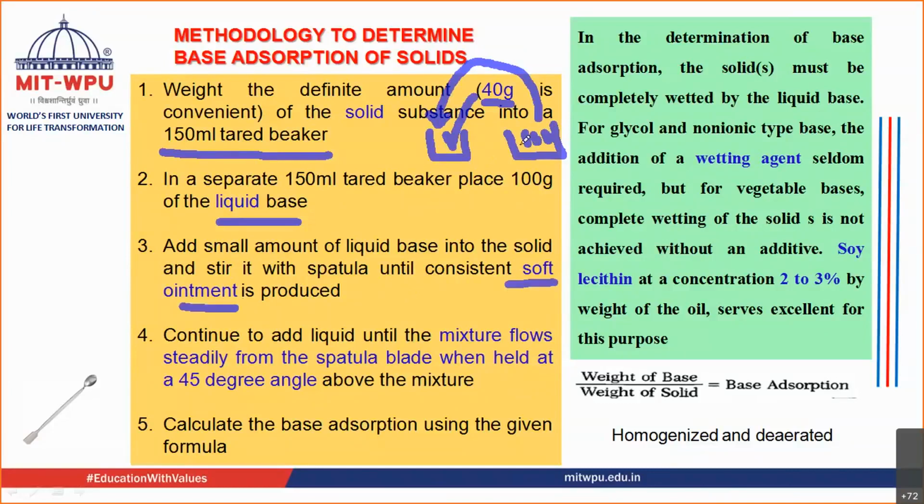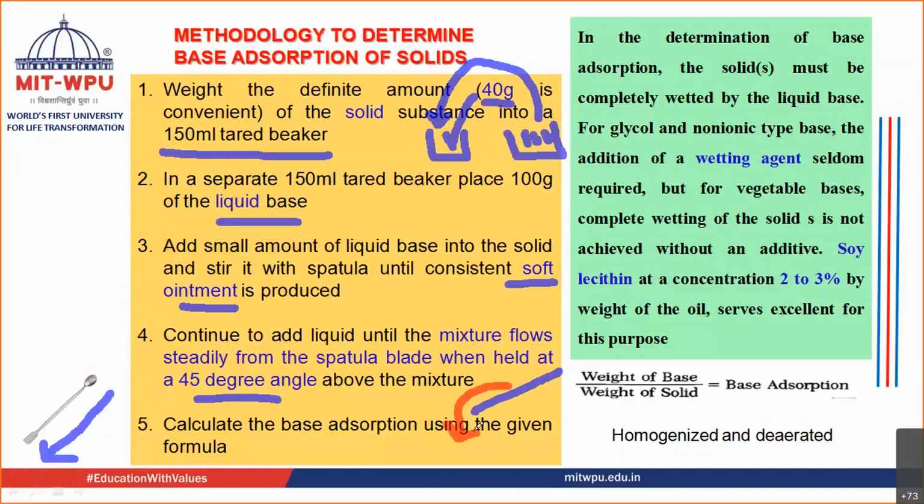Okay, so a soft ointment is produced by adding this. Then you further go on adding this liquid until you get a mixture that flows from the spatula. You hold the spatula at a 45-degree angle while mixing with it. Whatever solid material you are adding the liquid base to should now flow from this spatula.